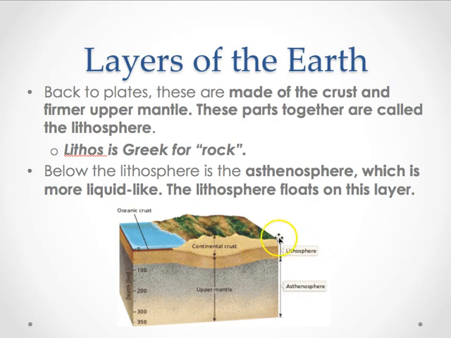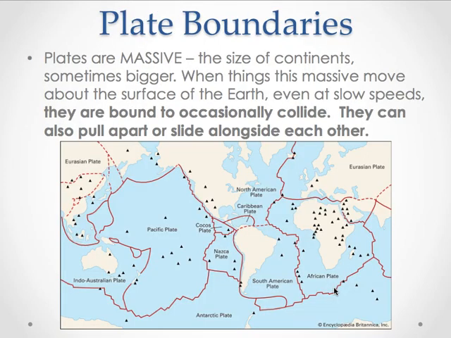Below this lithosphere, it's more liquid-like. Our mantle is more fluid. That part is called our asthenosphere. Our lithosphere, remember lithos being Greek for rock, our rocky upper layer, is floating on this more liquid layer of the mantle, this more liquid asthenosphere.